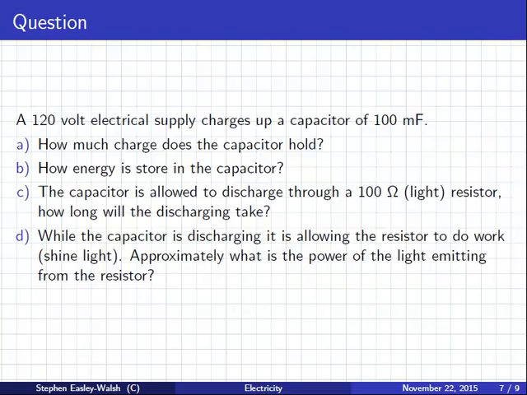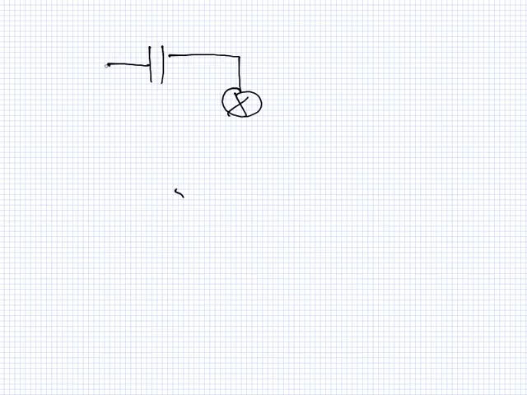Okay, so I'll draw it for you. So what you have here, oh no, that's back. You have a capacitor, you have a light, and then you have your, it's charged up. So there was a battery, a cell here. And then it's charged and it's removed.